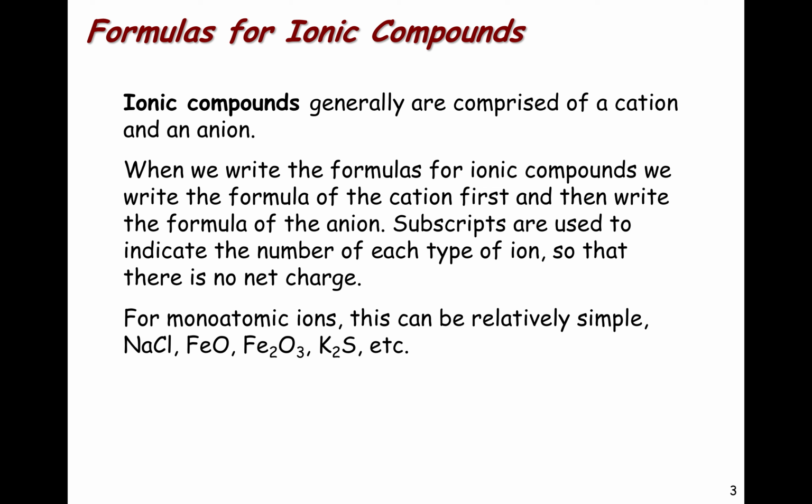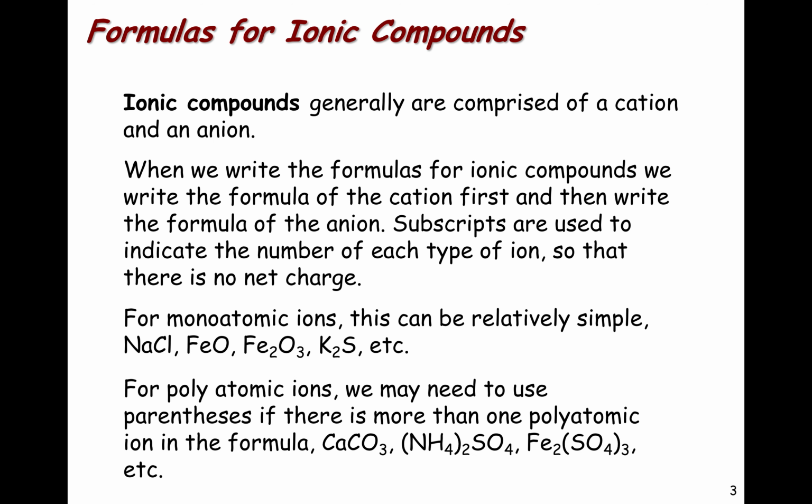If there's more than one of the various ions, then we need to use subscripts. So, for example, Fe2O3 indicates that there are 2 irons and 3 oxygens in the formula, giving the ratio of 2 to 3. A further example is something like potassium sulfide, where there are 2 potassiums and only 1 sulfide, the 2 subscripted to the right of potassium. But again, for the sulfur, it's implied that there's just 1.